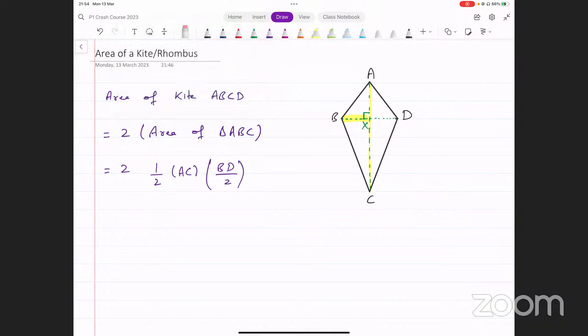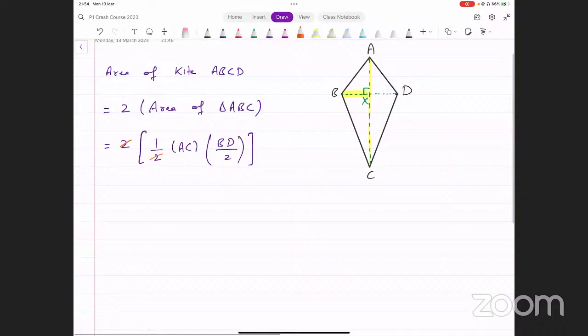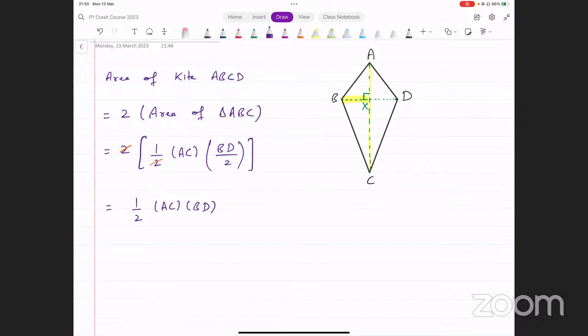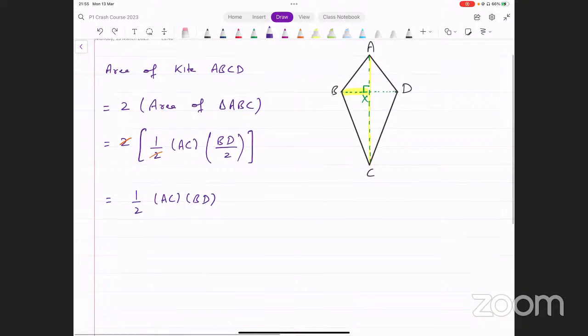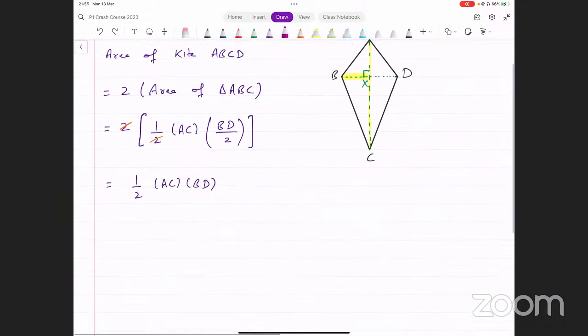Now, if you were to simplify this, you would see that 2 and 2 get cancelled. And what are we left with? We have half into AC into BD. That turns out to be the area of the kite. Now, what is AC and what is BD? You see, AC and BD are the diagonals of this kite. So from this, we actually get a formula that we could use directly for the area of a kite.